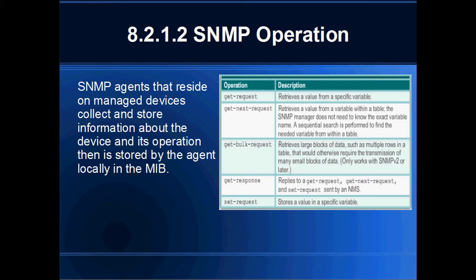Its operation. SNMP agents that reside on managed devices collect and store information about the device and its operations. This information is stored by the agent locally in the MIB. SNMP has two primary requests, which are get and set. We can see all the operations that are performed with these requests in the image on your right.